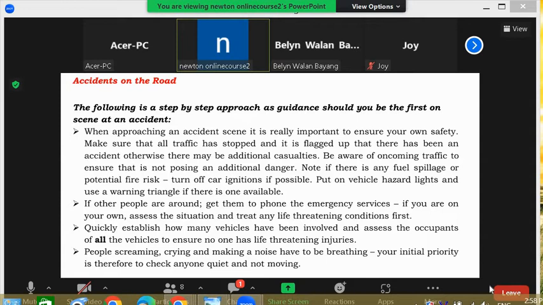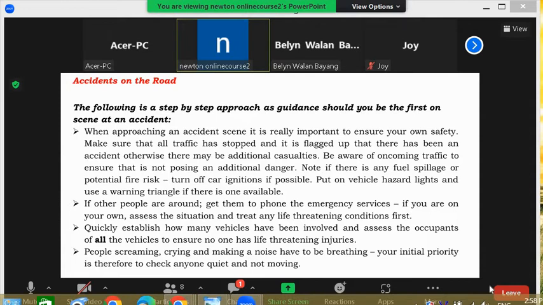Be aware of oncoming traffic to ensure it is not posing an additional danger. Note if there is any fuel spillage or potential fire risk. Turn off car ignitions if possible. Put on vehicle hazard lights and use a warning triangle if there is one available.